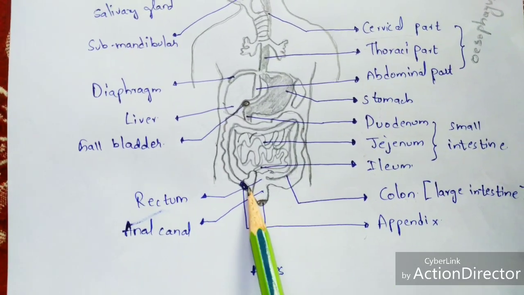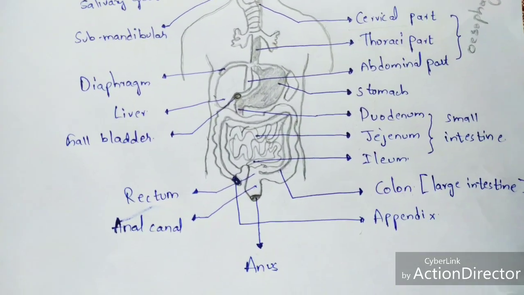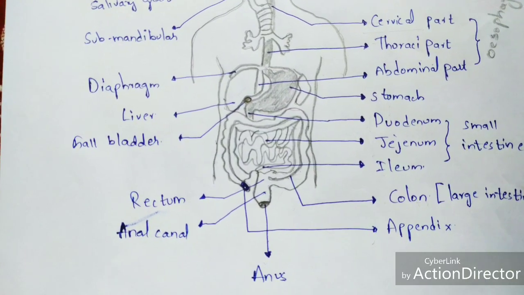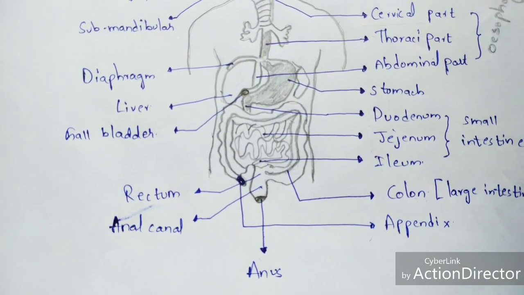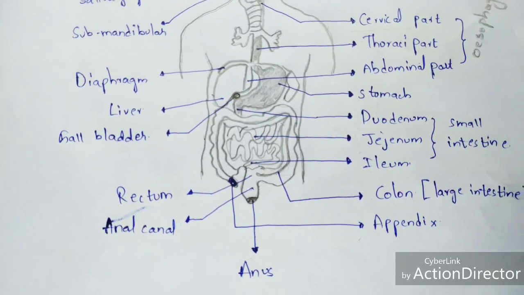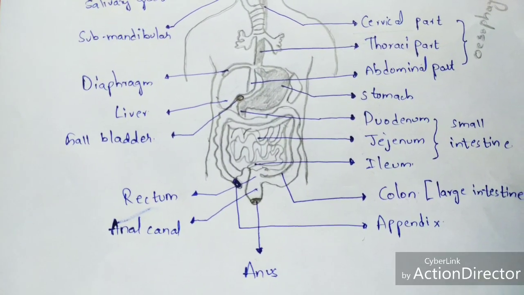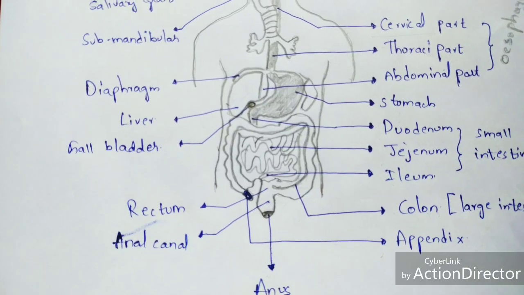And next, here is the appendix. This appendix doesn't play any major role in the digestive system, but if it gets affected, it causes a severe case. In some cases the person may even die. So this is about the digestive system.